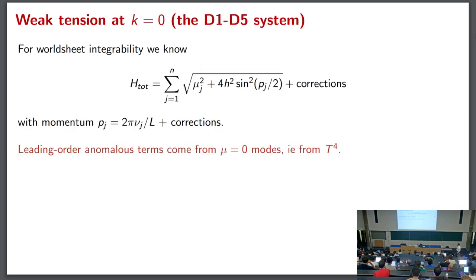Just very, very briefly, I promised something about k equal to 0. So just to tell you, the dispersion at k equal to 0 was this lattice dispersion.